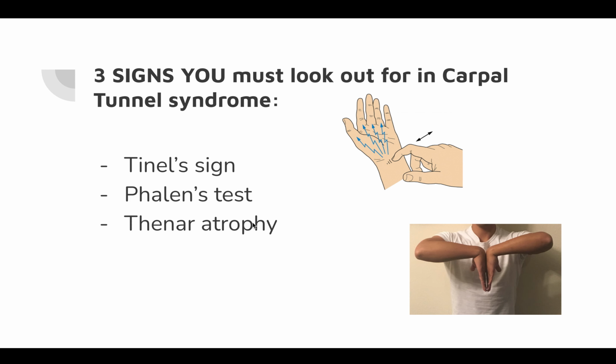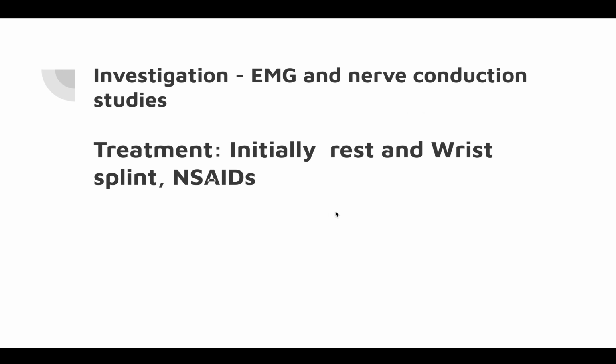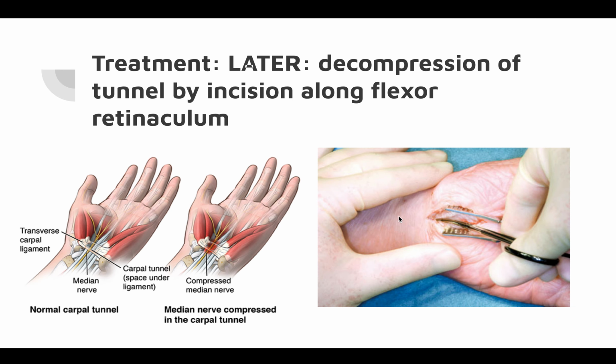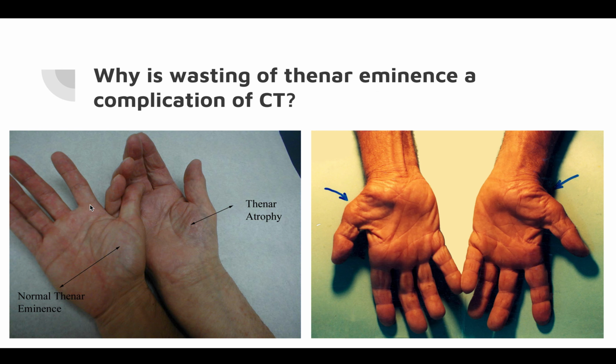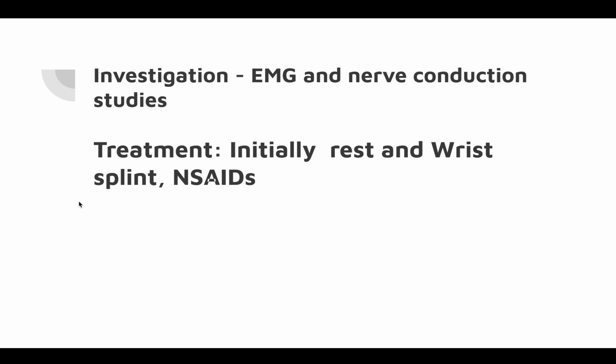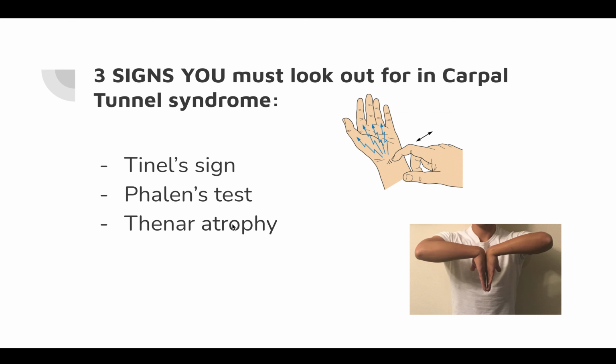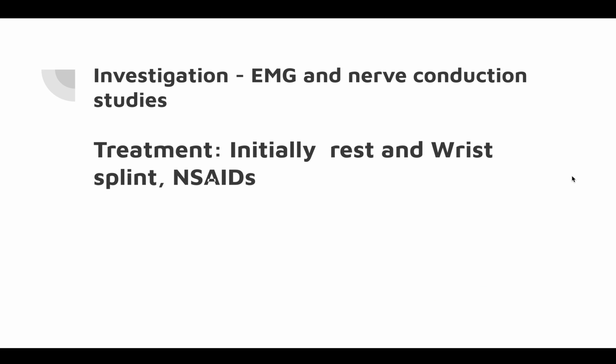Thenar atrophy. Okay, let's talk about thenar atrophy. I'll come back to thenar atrophy, okay? But it is a complication. Wasting of the thenar eminence is seen in late cases. I'll show you later. What investigation might you do for carpal tunnel syndrome?